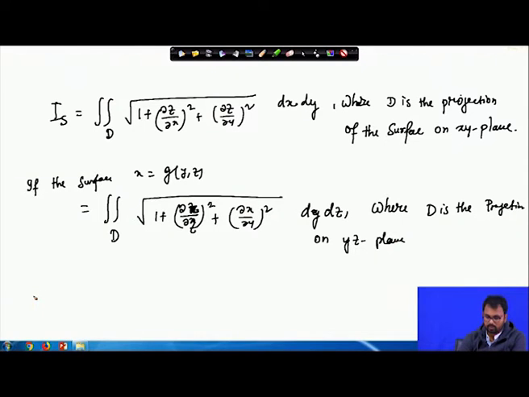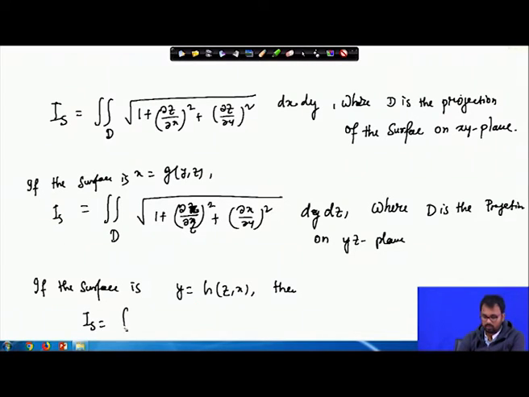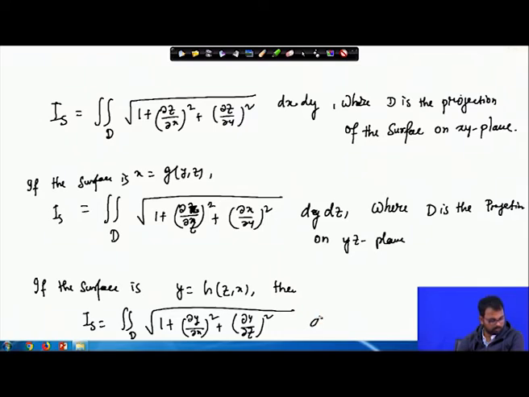And similarly, if the surface is, let's say, y equals to h(z,x), then it is the integral over the domain D of the square root of 1 plus (del y del x) squared plus (del y del z) squared dz dx, where D is the projection on the zx plane.